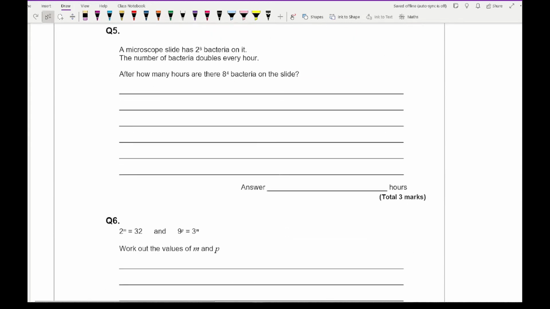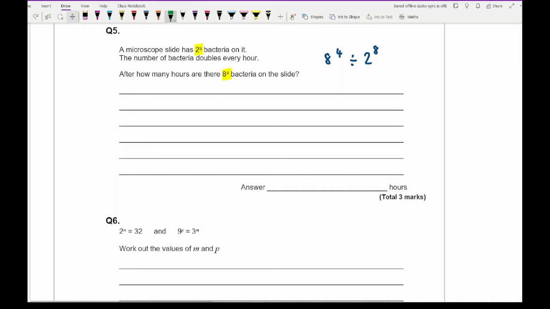Moving on to question 5, it says that a microscope slide has 2 to the power of 8 bacteria on it. The number of bacteria doubles each hour. After how many hours are there 8 to the power of 4 bacteria on the slide? Now, there's not much I can do with this, but there is something I can do with this, because what I want to see is basically 8 to the power of 4 divided by 8 to the power of 8.